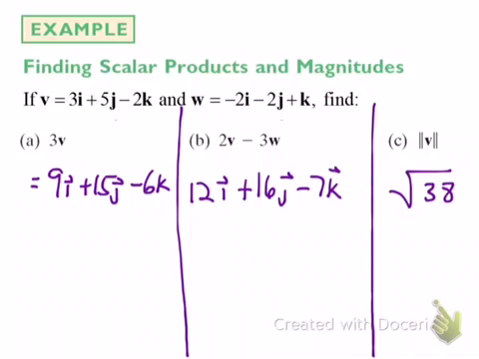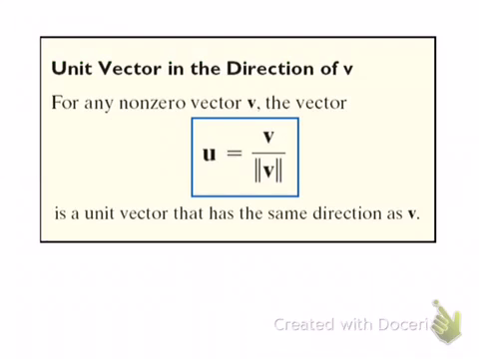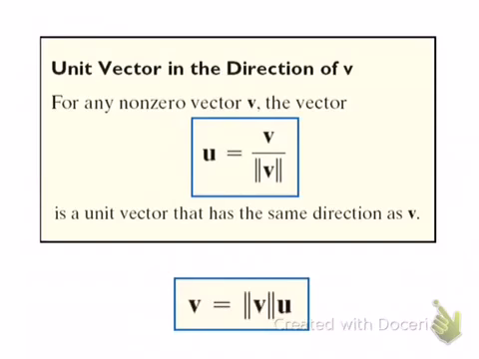And then we're going to go on to the unit vector, and you can see this is exactly what we had before. The unit vector is just the vector divided by the magnitude. So if you can find the magnitude, now you're just dividing the i, j, and k components by it. And another way to put it is the vector is equal to the magnitude times the unit vector.